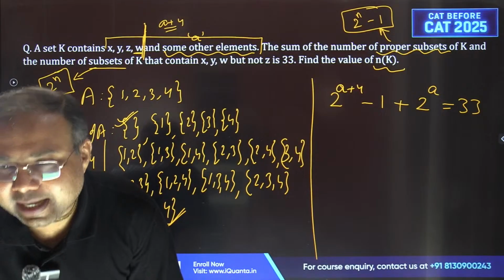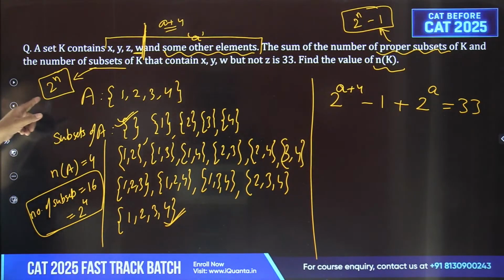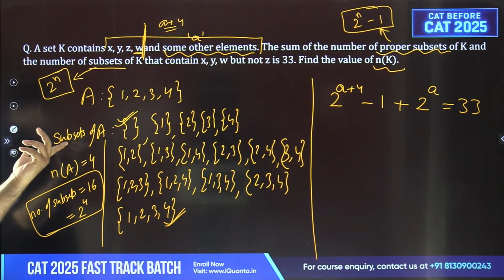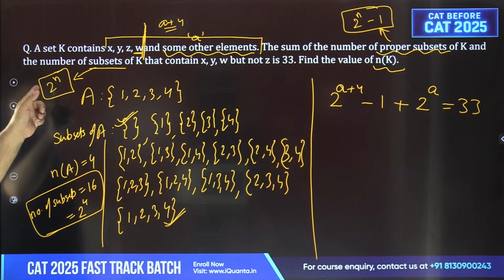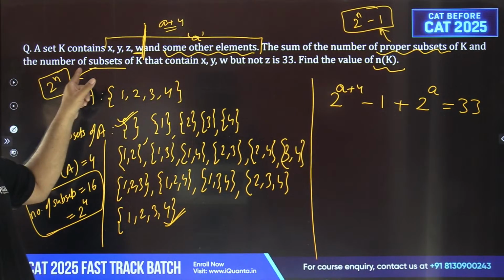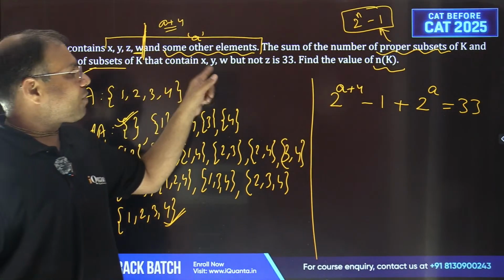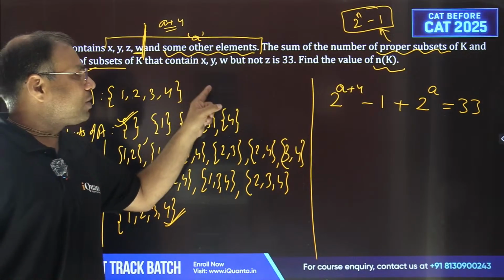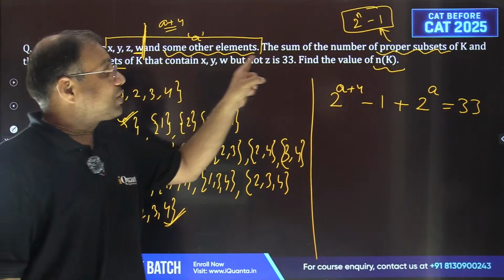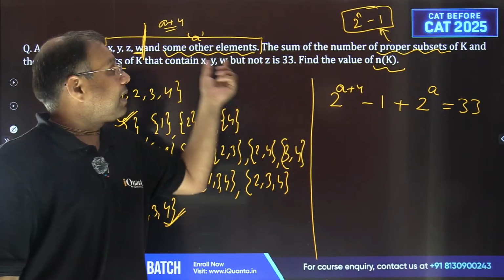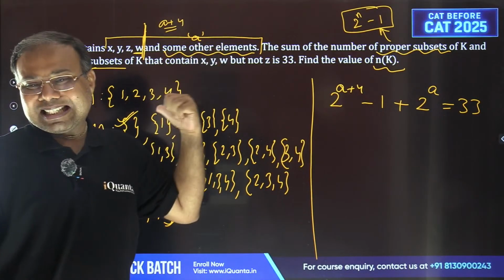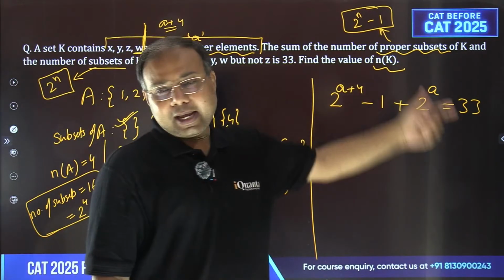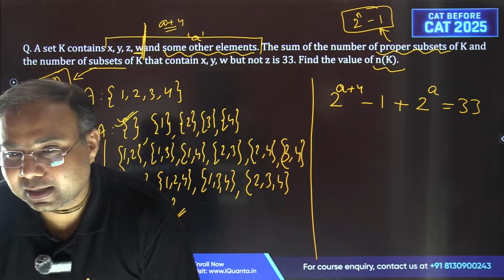How did 2 power A come? It came like this, right? We know the number of subsets is 2 power n, where n is the number of elements, right? And why did we get this? Because each of the n elements had two choices. So in this case, we are looking for subsets of K that contain X, Y, W, but not Z. So for X only one choice, for Y only one choice, for W only one choice, for Z also only one choice. But the other elements A have two choices each. That's how we got this 2 power A. Okay?